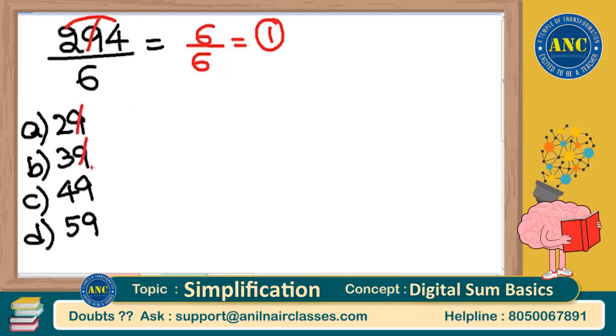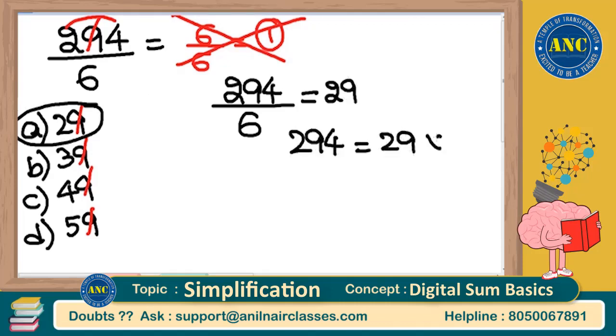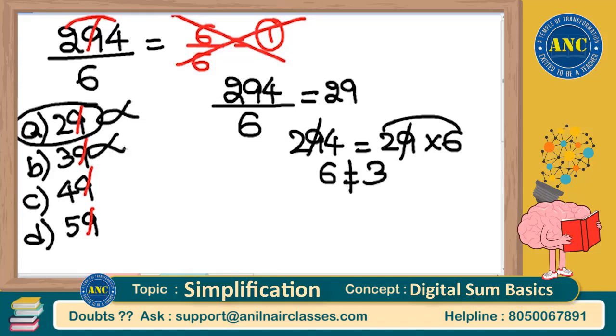There is no option which is having digital sum 1, but one of these 4 options is definitely correct. So whenever it is division, you cannot directly divide like that and get the answer. That is the wrong way of problem solving. When you have division, convert it to multiplication. 294 divided by 6, I will assume the first option, for example 29. So now I will convert it to multiplication. 294 is equal to 29 into 6. Here the digital sum is 6. Here the digital sum is 3. Not matching, ruled out. Fourth option will not match, ruled out. Third option should be correct.